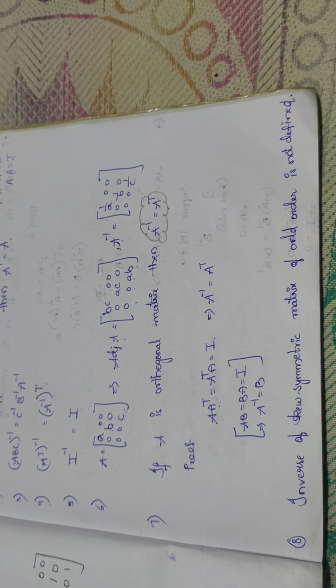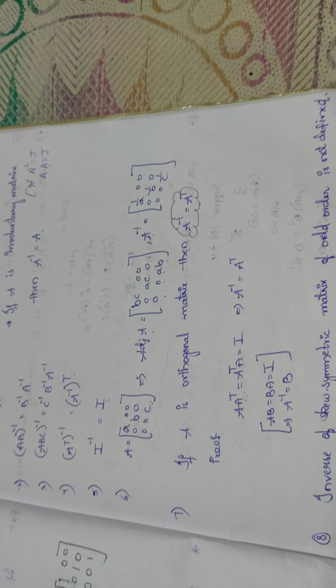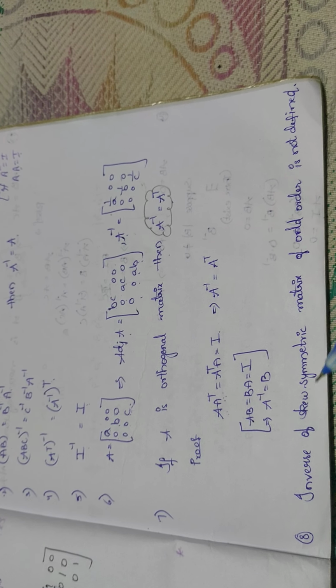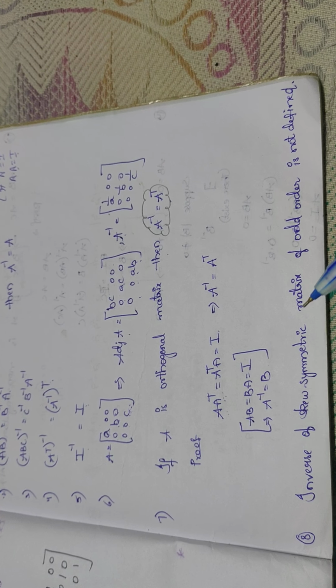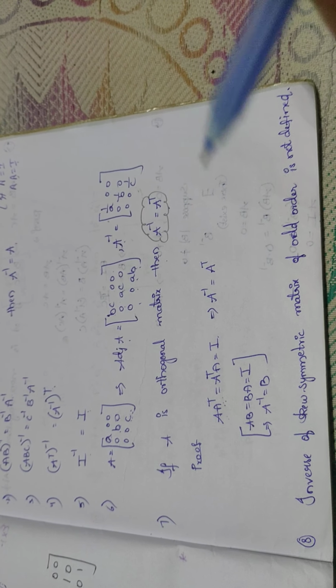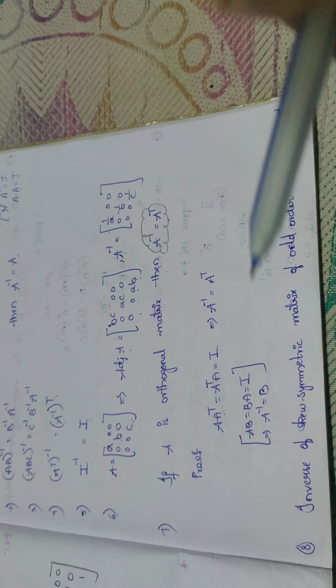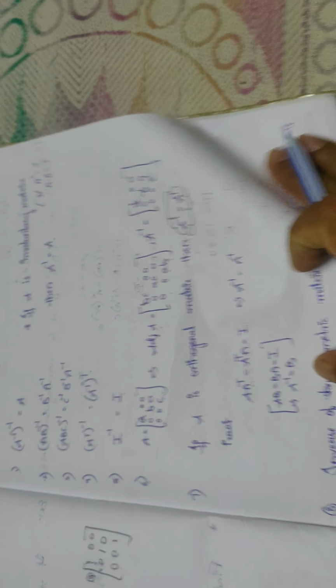Inverse of a skew symmetric matrix of odd order you cannot define because the determinant of a skew symmetric matrix of odd order is equal to 0. So that means that is a singular matrix. If a matrix is singular, then A inverse does not exist. That is the reason.